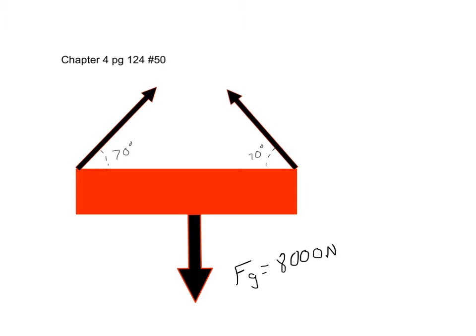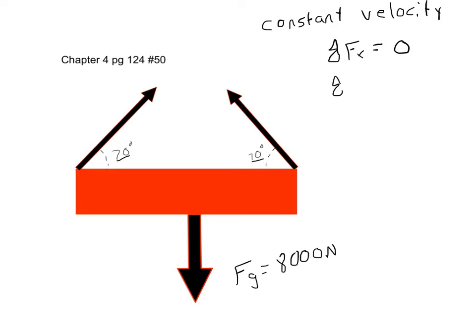And it's being held up by the tension of these wires, which are at 70 degrees, both of them. And they want us to know what the tension in the wire is. Because this is moving at a constant velocity, we know that the acceleration in the x and y direction is going to be 0. That means the net force in the x is 0. That means the net force in the y is 0, which means this is all going to be equilibrium.